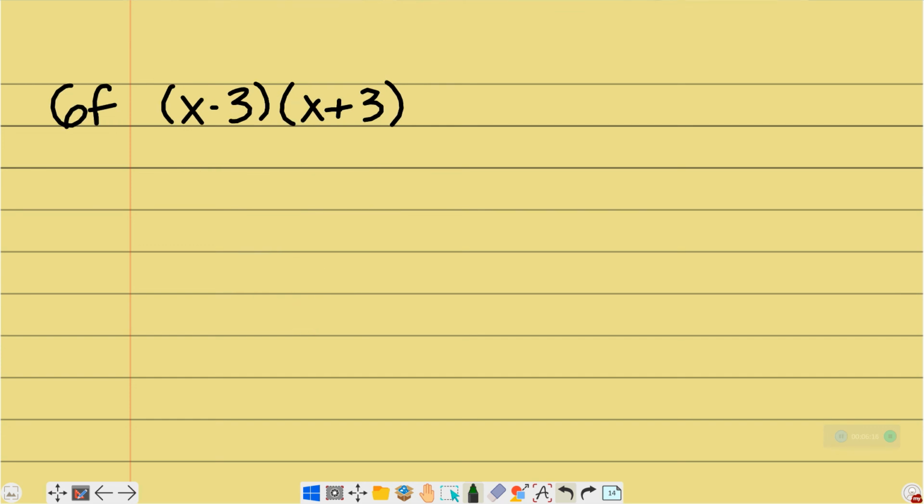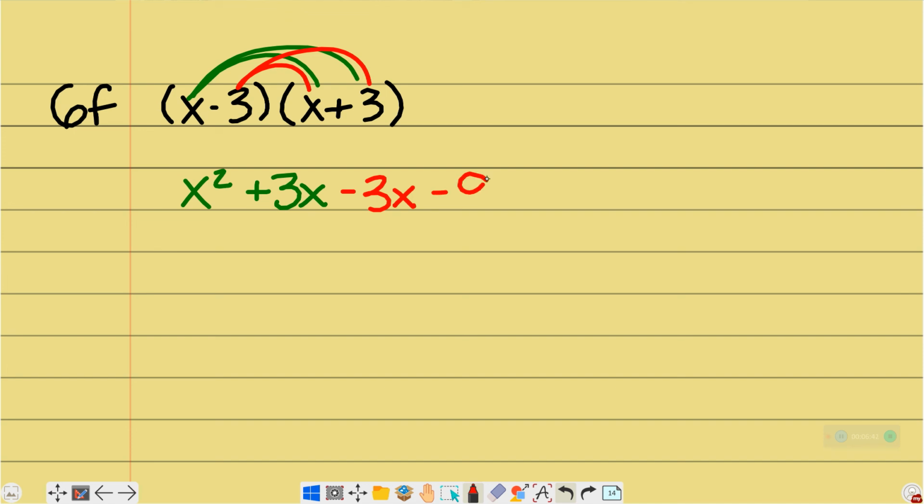Okay, this one is a combination. We now have that minus sign like we did in the last problem, but we also have the variables like we had in some of the ones in the past. X times x is x squared. X times positive 3 is positive 3x. Then I have a negative 3 times x, which is negative 3x. And a negative 3 times a positive 3 gives us negative 9.